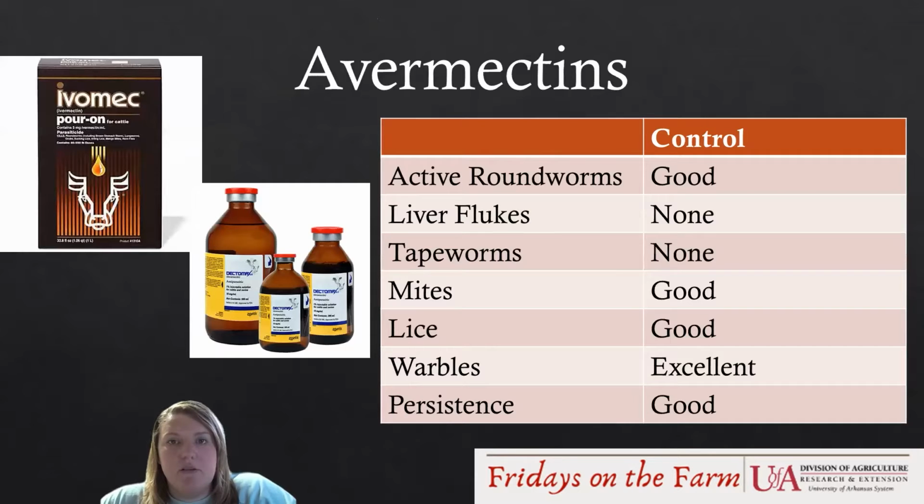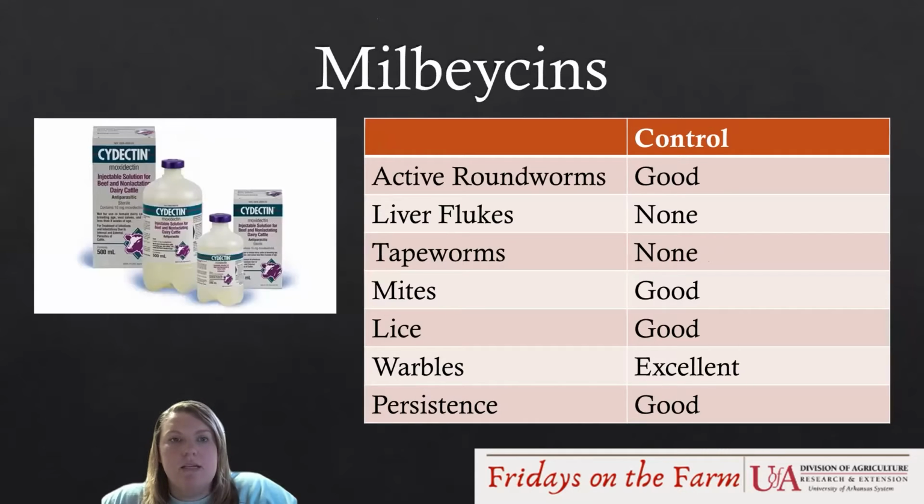Your ivermectins are some of the ones that folks seem to be more familiar with. Dectomax and ivermectin both would fall in this group. They get good control of our roundworms, good control of things like mites and lice, and excellent control of warbles, and have a pretty good persistence in our cattle. Cydectin's another one, the moxidectin family, that has good control of roundworms, good control of mites and lice, excellent control of warbles, and good persistence as well.